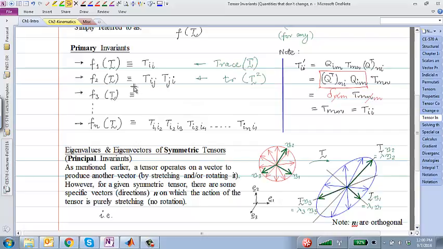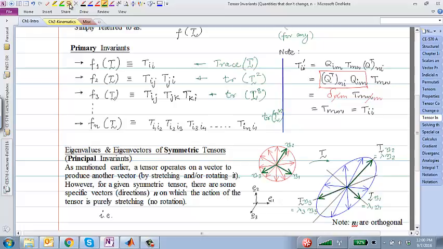So we'll use some of these properties. And finally, you can create more primary invariants the same way: Tij, Tjk, Tki, that's no surprise, trace of T cube, and similarly you keep on going that way, and what you get here, this last one is trace of T to the power n.